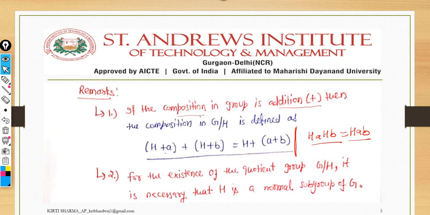So what it means is, on the right-hand side you apply the plus operation between each element and the normal subgroup. At the place of HAB, it is replaced with the addition operator: H plus A plus B. A and B are elements that belong to the group G, and H plus A belongs to the group G divided by H, and H plus B also belongs to the group G divided by H.